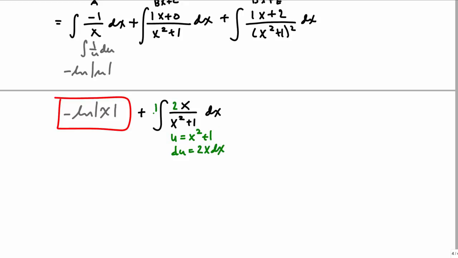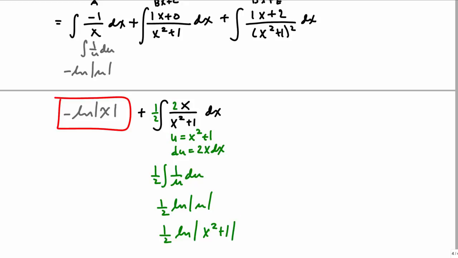Du is 2x dx, so I'd multiply by a 2 on the inside, compensate with a 1/2 on the outside, and I have 1 over u du then, which of course integrates into natural log absolute value of u. U in this case was x squared plus 1. So here's another part of my solution.